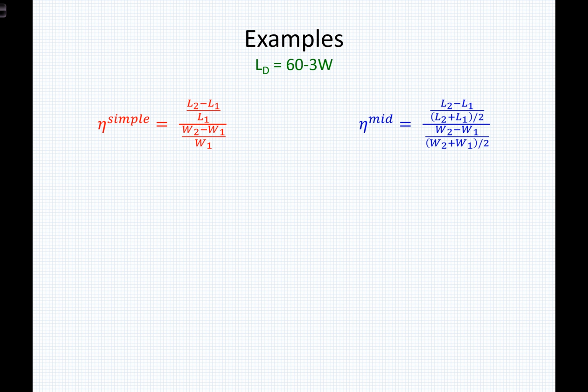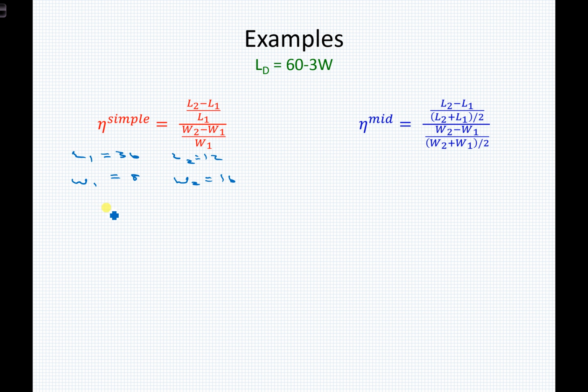We won't use this equation that we began with. We'll use now a different equation. We'll just come up with some different values. And let's assume that we have an L1 equal to 36, an L2 equal to 12, a W1 of 8, and a W2 of 16. Well, with this, let's plug this into the simple formula.